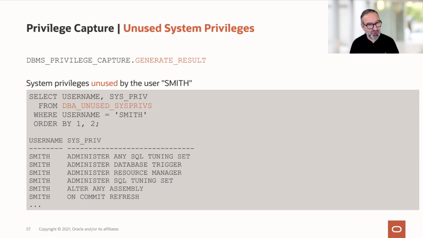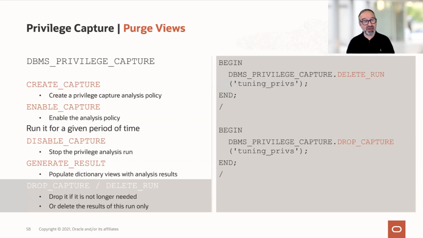That's cool. Let's revoke them right away, right? Yeah, be careful. So first of all, if I want to start another run, I delete this one so I can start the same run again, or I drop the capture. And the drop is actually no longer needed. Anyways, whatever you do, it wipes out the information from the views. So basically, the views get only populated when you start a capture and enable it. Once you disable it, you find the information, and then you can generate the reports. And once you drop or delete the run, then the views will be wiped, and you're ready for the next run.